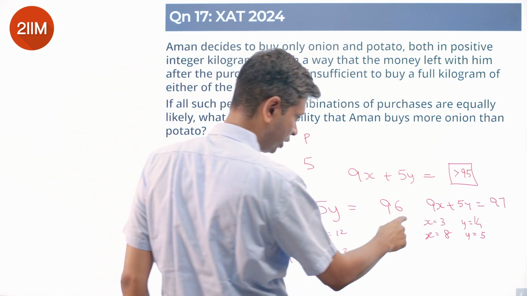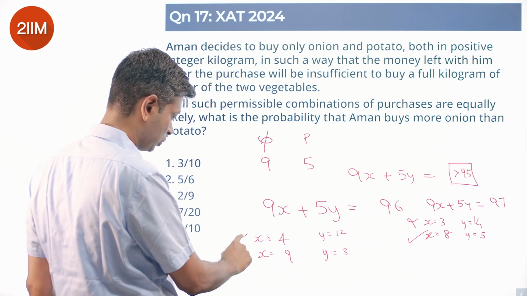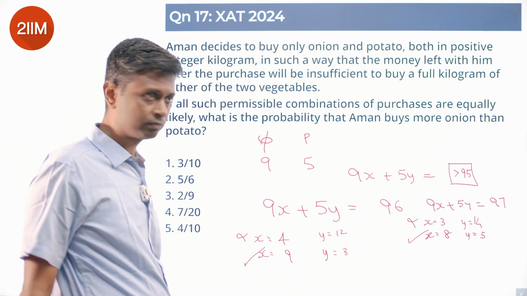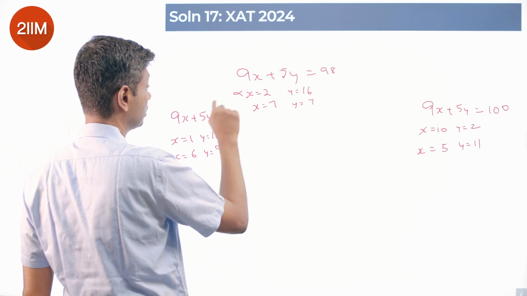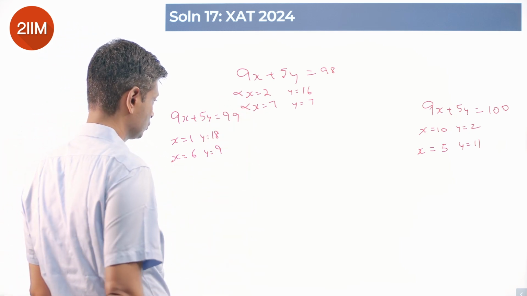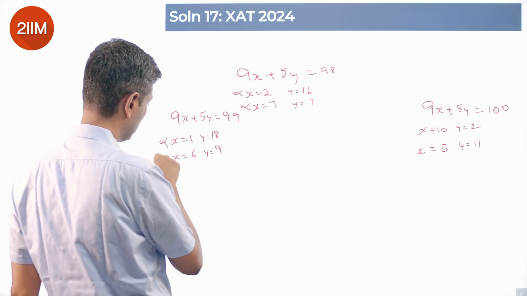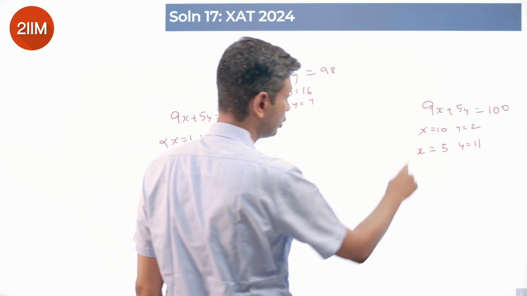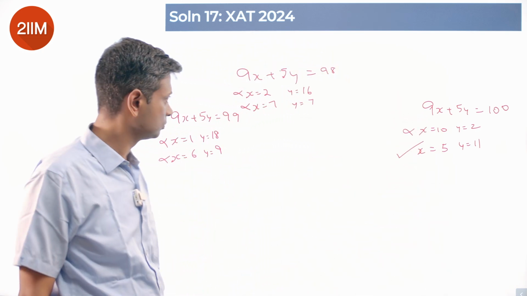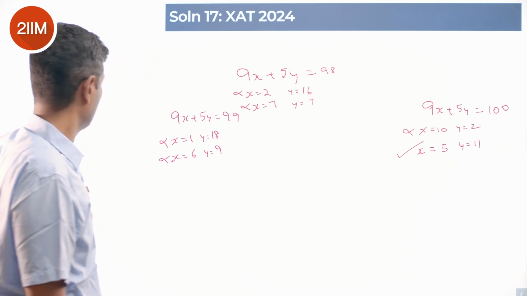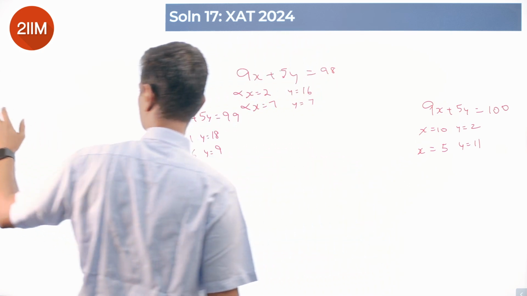So 3, 14, this won't work. This will work. 4, 12, this won't work. This will work. 2, 16 won't work. 7, 7 won't work. 1, 18 won't work. 6, 9 won't work. 10, 2 won't work. 5, 11 will work. Sorry. I think I've written this the other way around. x should be higher than y.